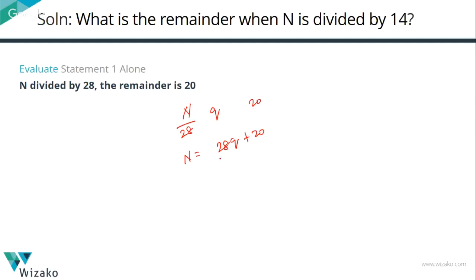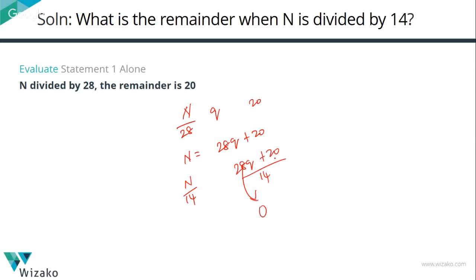Right? Get used to these things. Now we'll have to find out the remainder when n is divided by 14. So essentially, you'll have to find out the remainder when 28q plus 20 is divided by 14. 28 is divisible by 14, so any multiple of 28 will be divisible by 14. So this part is going to give us a remainder, which is 0.